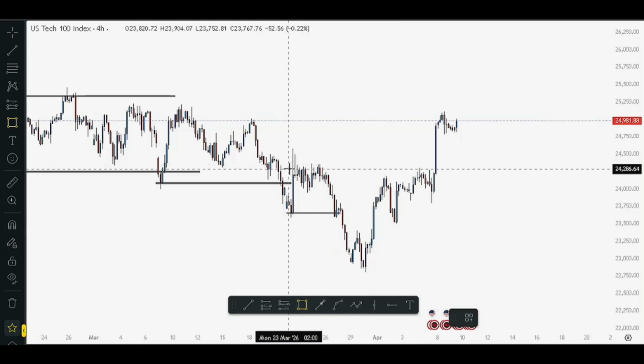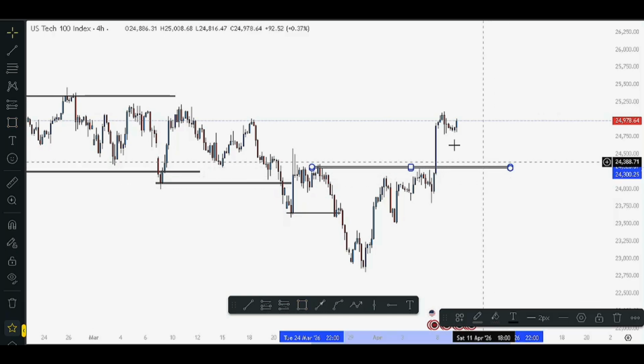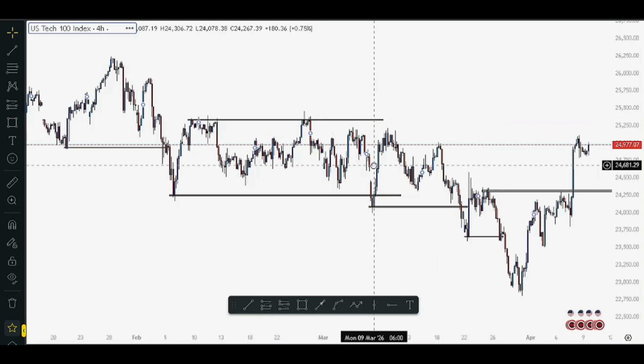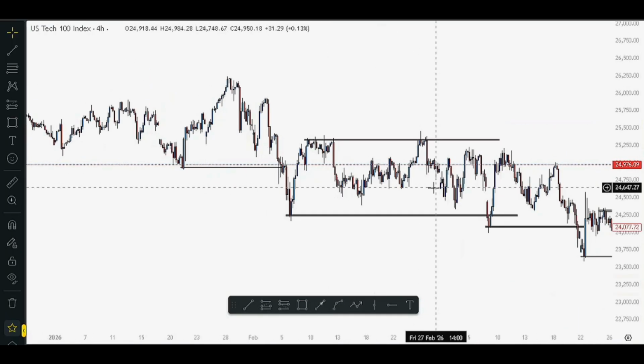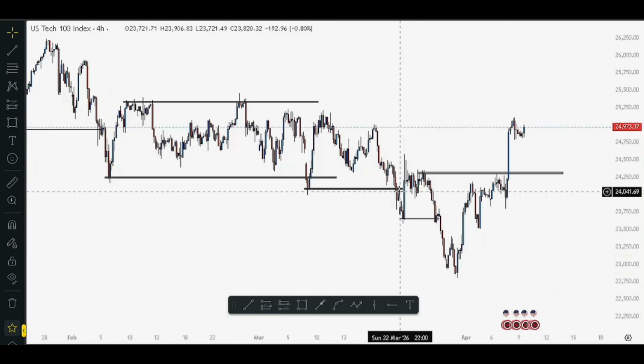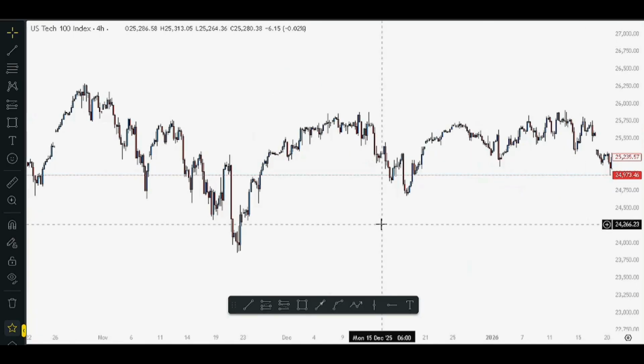Right here, because the body closed above it, we call it a market structure shift, but I'll get into that in a different video. For now, I just want you to focus on uptrends and downtrends. So in a downtrend you sell when the market is going down, and in an uptrend you buy. It's the exact opposite.